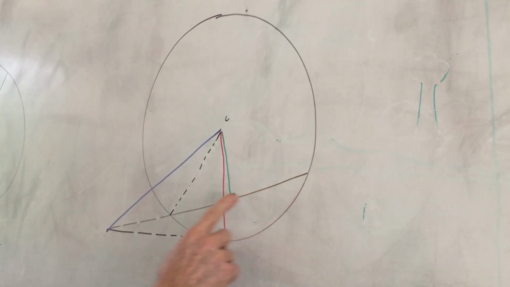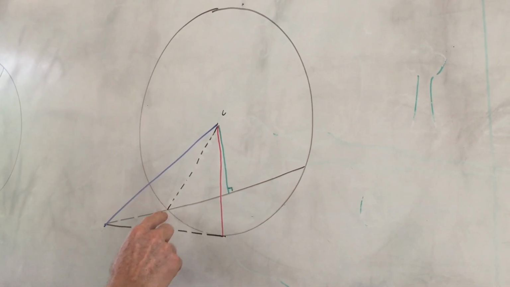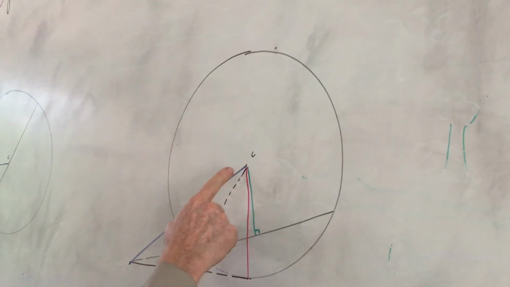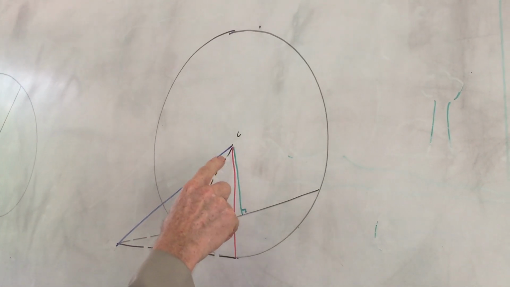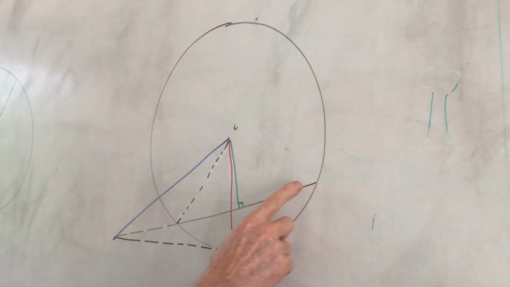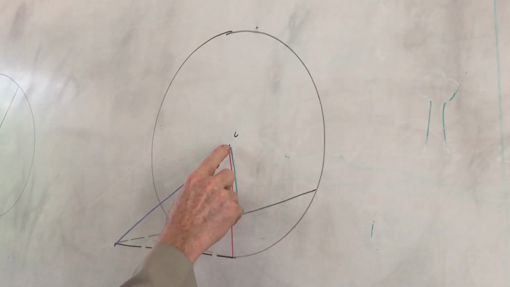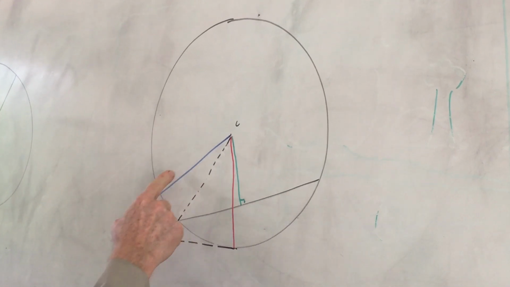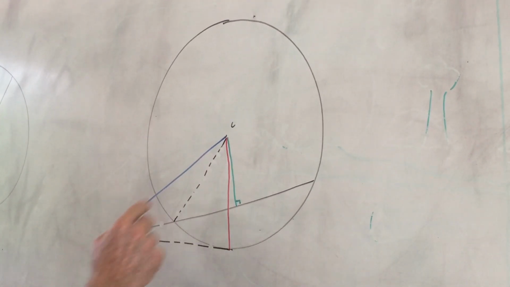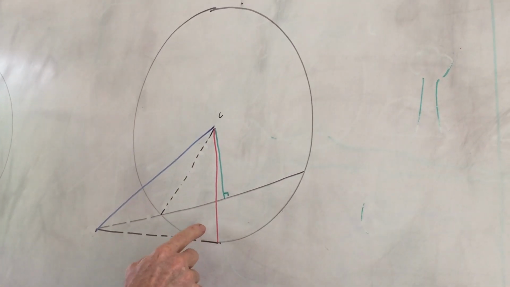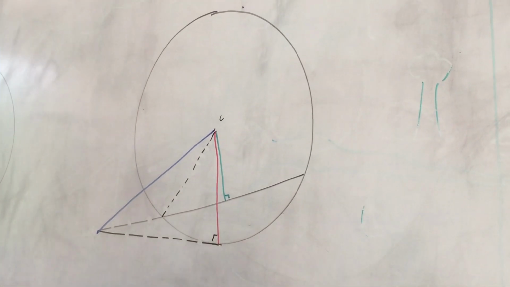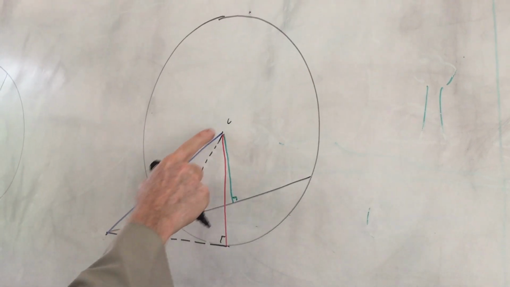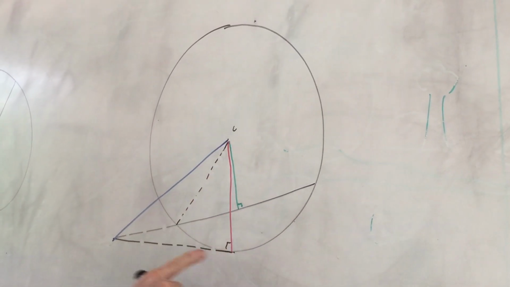So we were here. The rectangle contained by this and this plus the square on this is equal to the square on this. But this is equal to this, so therefore we can say that the rectangle contained by this and this plus the square on this is equal to the square on this. But the square on this is equal to the square on this and the square on this because this is a right angle triangle, because this has been dropped at right angles. Okay?